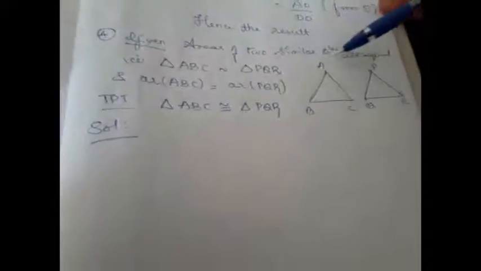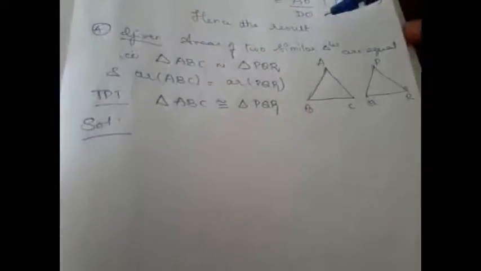The next question is, areas of two similar triangles are equal, which is given in the question. We need to prove those two triangles are congruent. Read the question properly. Two similar triangles have equal area, which means already two triangles are similar and their areas are equal. We need to prove the two triangles are congruent.